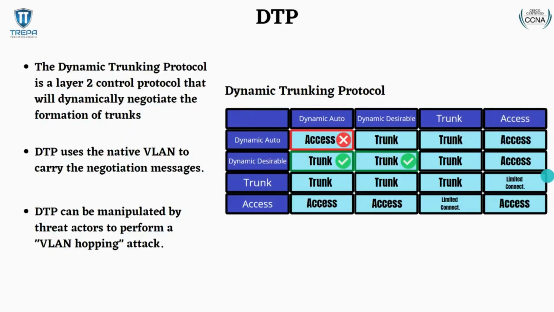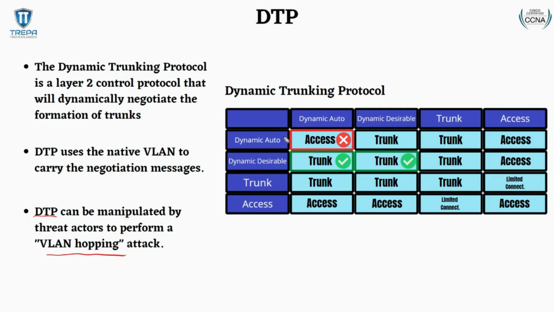Okay, and then I told you I was going to show you that chart. So a couple things. DTP is a layer 2 control protocol. DTP uses the native VLAN to carry the negotiation messages. And if we leave DTP on, it can be manipulated by threat actors to perform a VLAN hopping attack, which is one of the reasons why even when we form that static trunk, we have to turn negotiation off, because we don't want that to be available.